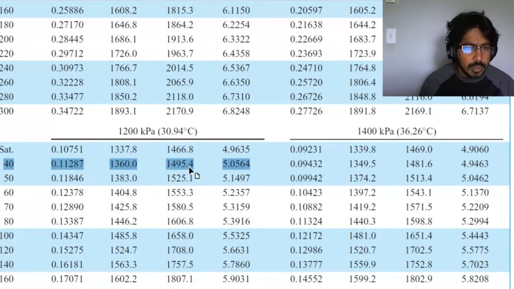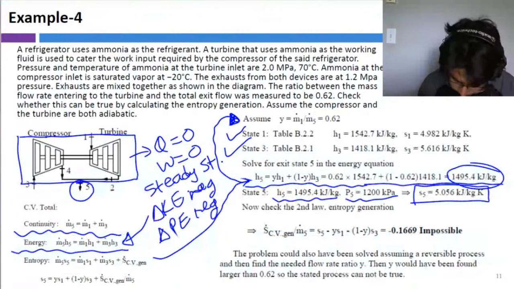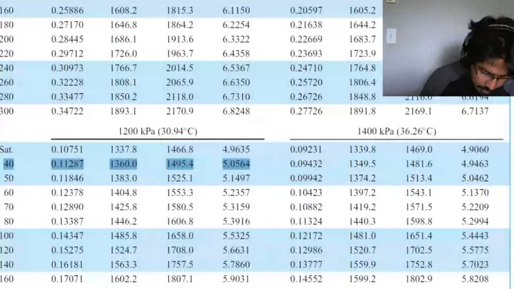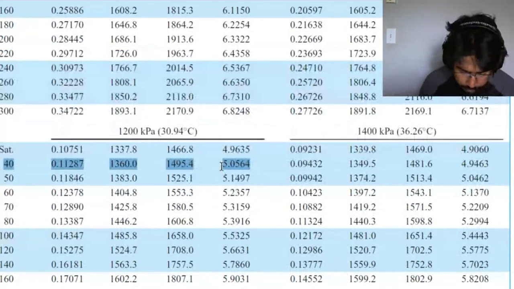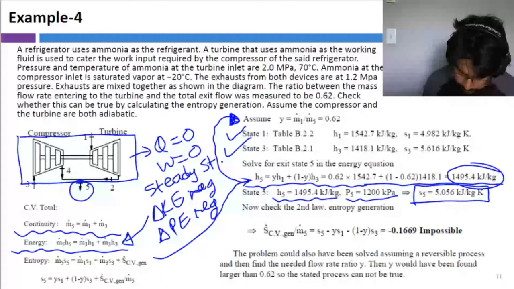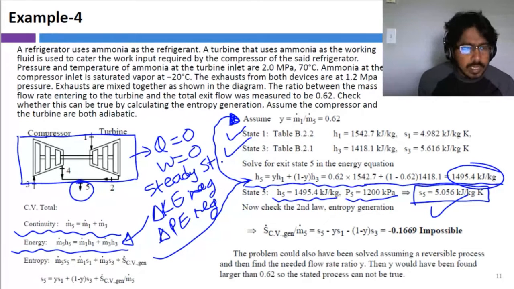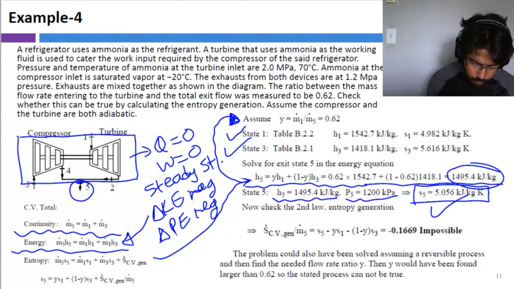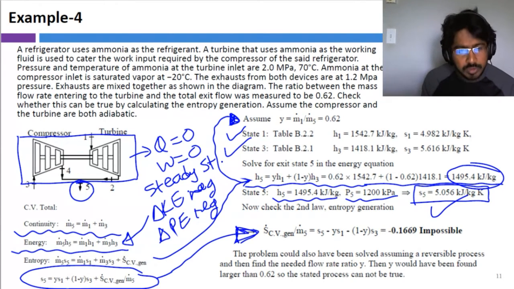We have 1495.0, and 0.4. So this is pretty close. If you want more accuracy, 1495.4. It's exactly the same number. Okay, perfect. So now we can get the entropy value. The specific entropy is 5.0564, which we see here. And once we know the entropy value for state 5, we already knew the entropy values for states 1 and 3. As discussed earlier, using the entropy equation, you can calculate the entropy generation divided by m5, right?